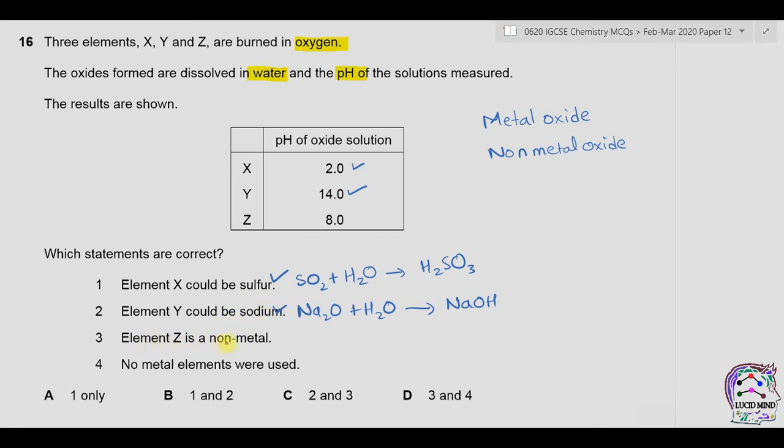3. Element Z is a non-metal. Now non-metal oxides are acidic in nature, so therefore the pH should be lower than 7, but this is 8, so therefore it is incorrect. For 4th option, we have no metal elements were used. This is also incorrect because we have used sodium. So option 1 and 2 are correct, therefore answer is B.